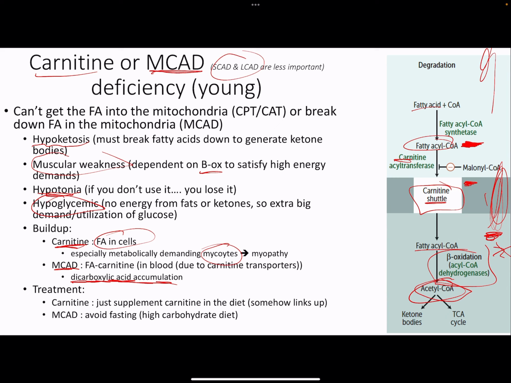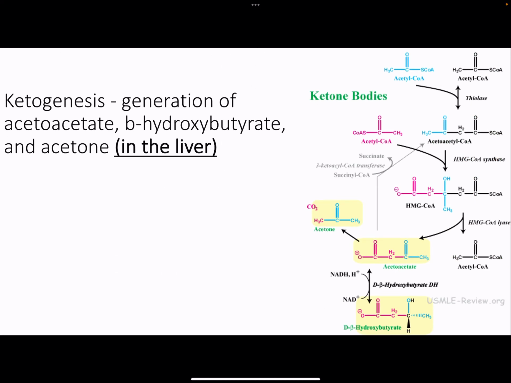Now the treatment, remember that with carnitine, we're peeing too much out, but we're getting some back, right? It's not binary. So just supplement carnitine in the diet, and I guess if you have enough carnitine, it's going to raise the levels, and that can fix it. If you have an MCAD issue, remember that hypoglycemia is a big one. So if you just avoid fasting, just constantly have a high carb diet, that theoretically could be enough to fuel your muscles and your body and everything. Because you don't really need ketones for the brain and red blood cells if you have enough glucose. And I guess if you have enough glucose, you don't really need to do beta oxidation either.